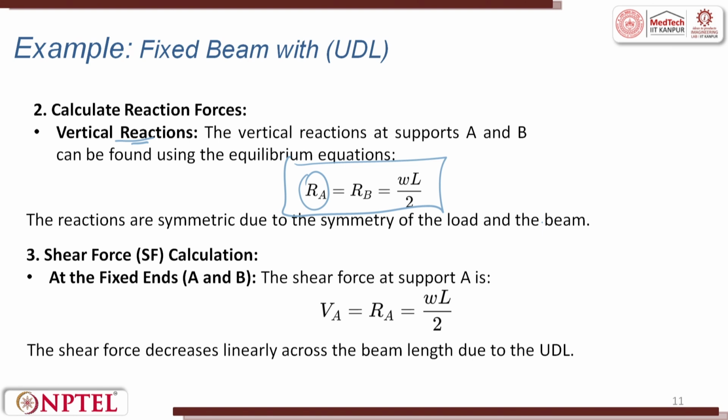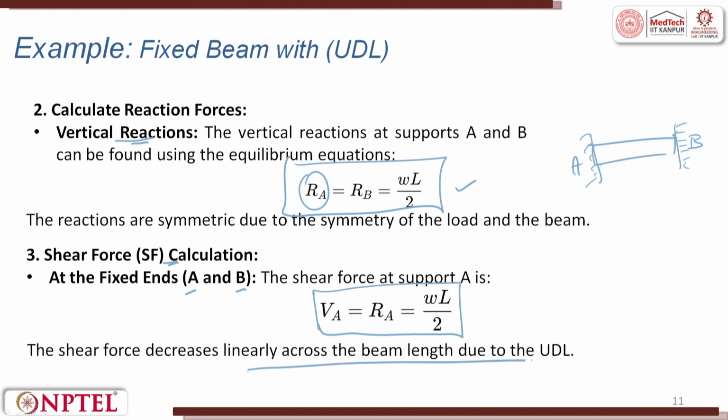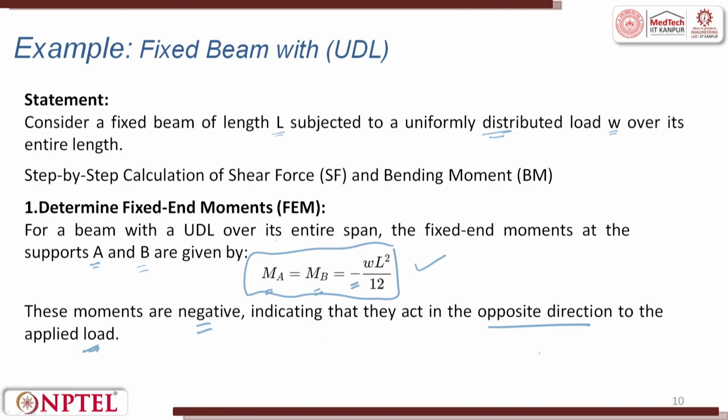Now, first we calculated the moment, then we calculated the reaction force. From here, we will move on and calculate the shear force. At the fixed ends A and B, the beam is fixed. The shear forces at the supports are VA equal to RA equal to WL by 2. The shear force decreases linearly across the length due to the UDL, because we are talking of a UDL being applied.